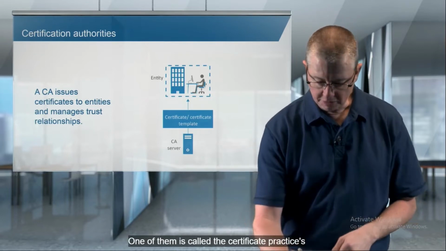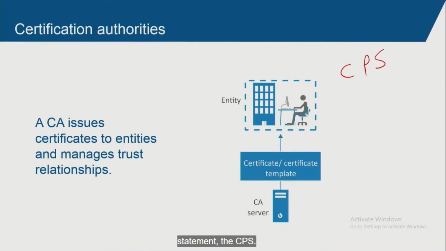One of them is called the Certificate Practices Statement, the CPS. This is the document that defines the practices, the standards, and the algorithms that the certificate authority will be using. This is usually a published specification sheet on their web server. You can go and retrieve and use this to compare their services to other certificate authority services.